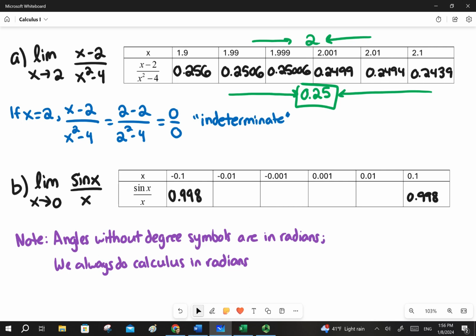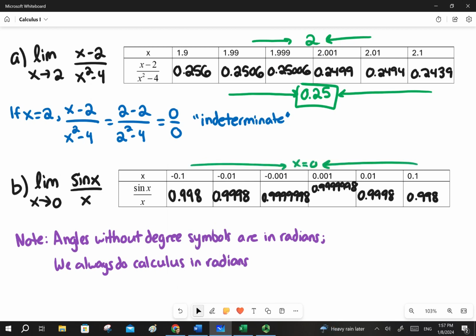When x is negative 0.01, I get 0.9998, which again is the same value I get for 0.01. And when x is negative 0.001, I get 0.9999998, which is the same value that I get when x is positive 0.001. What does it look like the values are approaching here? As x gets closer to 0, it seems like we're getting closer and closer to 1.